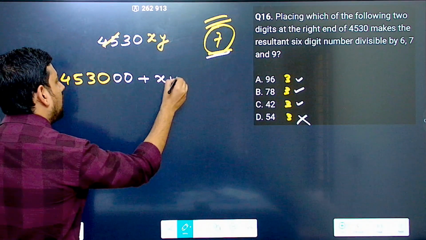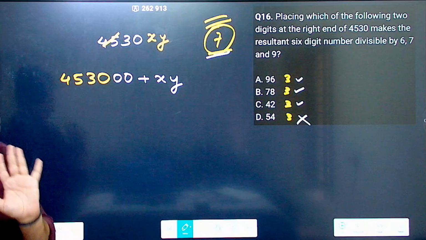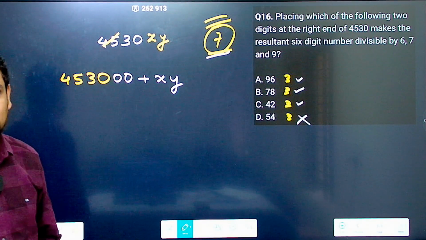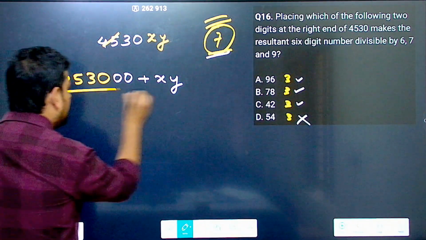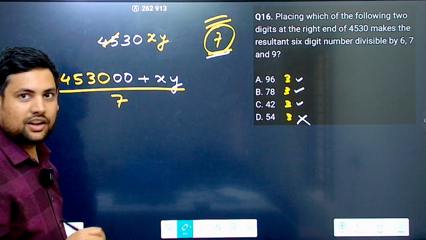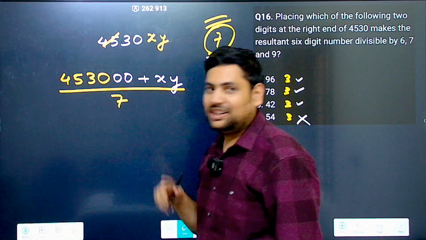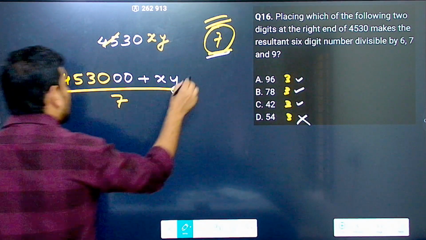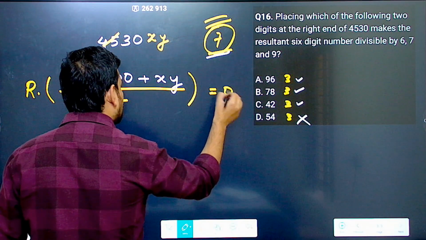Can I write it like this or not? Correct. I can write xy will be added here, this becomes that number. Now if I divide this by 7, it should be completely divisible. Completely divisible means what? That the remainder should come out to be 0.